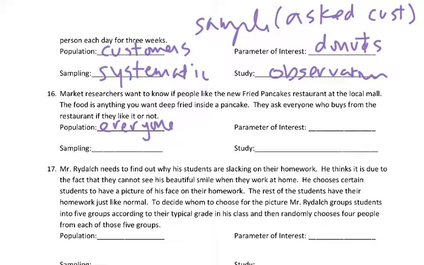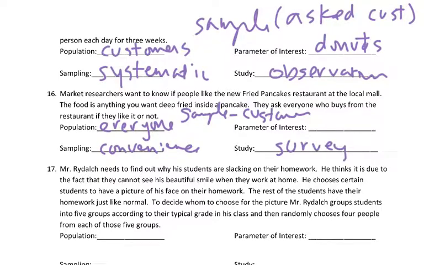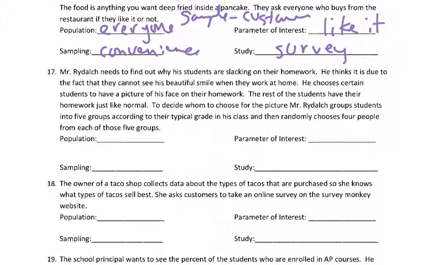The sample are their customers, the people that actually come. So it's people that are coming, so it would be a convenience sampling method, okay, and it's a survey. It was just the customers that she looked at. Parameter of interest is if they like it. If people like it.